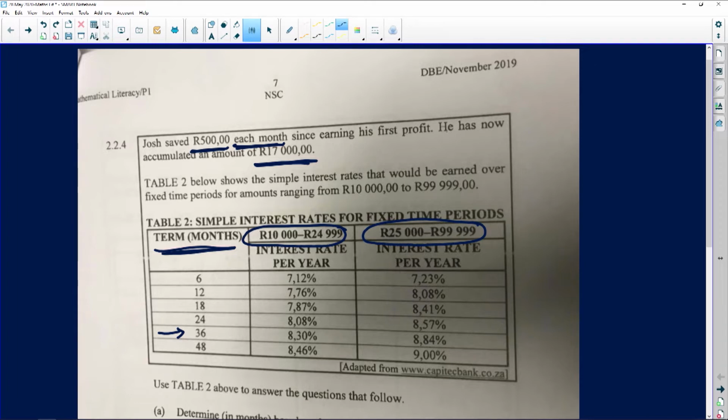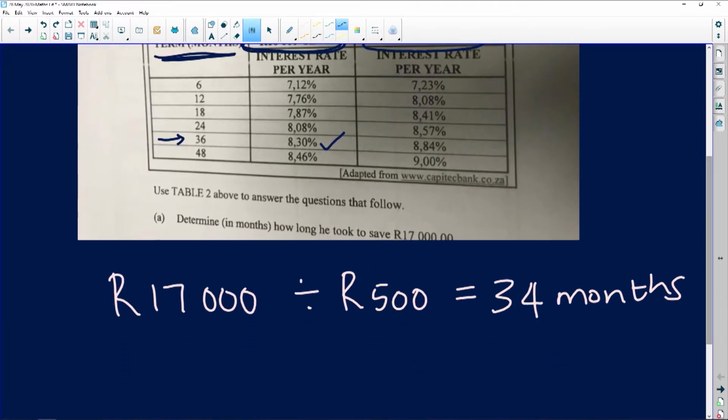And the amount is 17,000, so it would fall under this particular bracket. So this is the interest rate that this person would be working towards. Let's just mark that 1 and mark that 2. So this interest rate is going to be 8.30%.